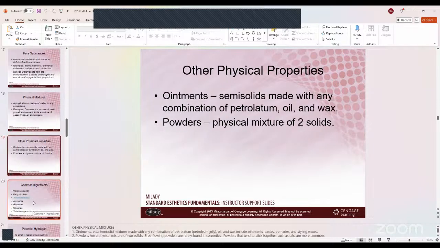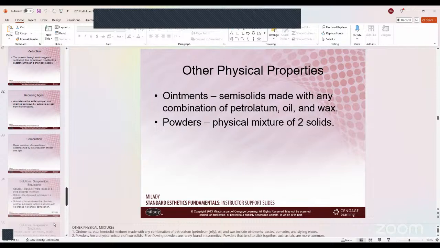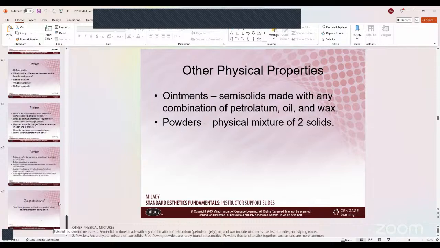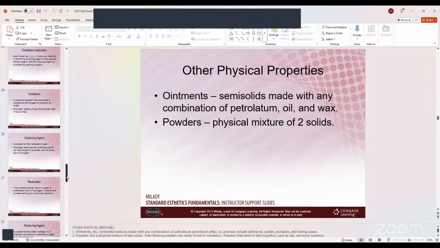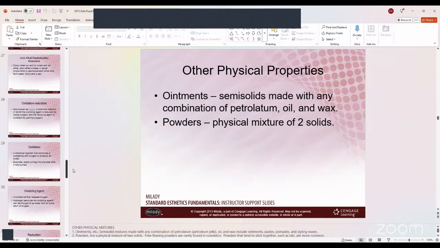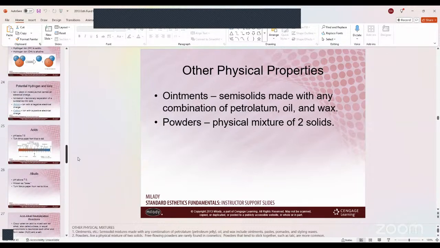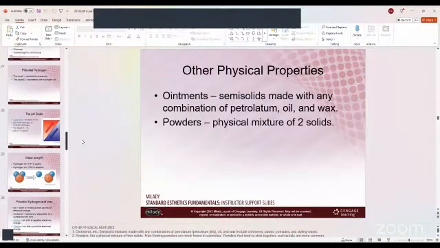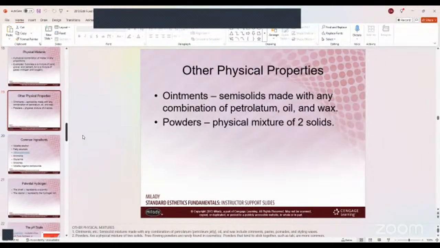Let's look at other physical properties. And we're doing rather good at 43 slides. I want to get to at least 21 on here tonight and then jump back over to SEMA.